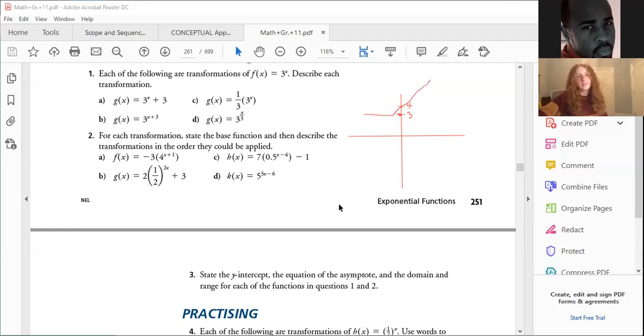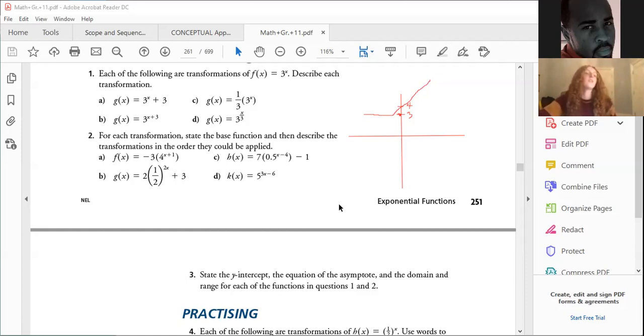B. I can't say that word. The asymptote. Acid tote, Sophie. It's your tote of acid. Asymptote. Asymptote. Yeah, that's it. Don't bite your tongue now.